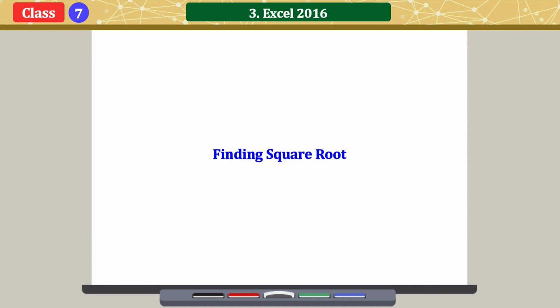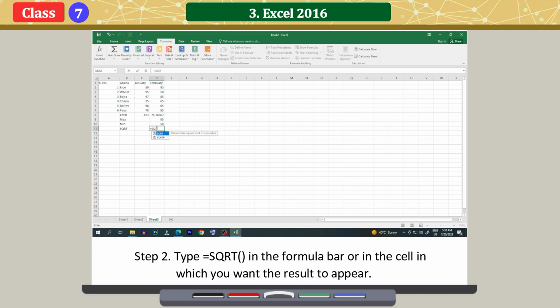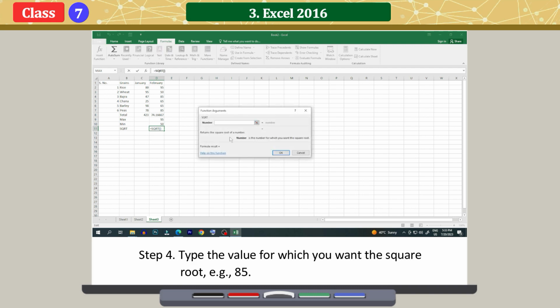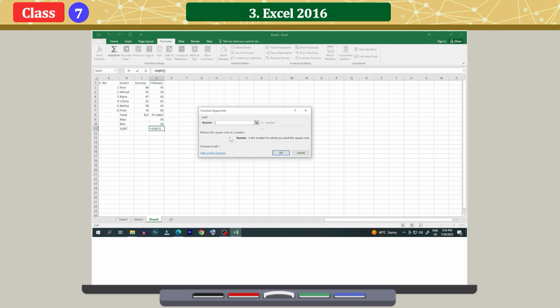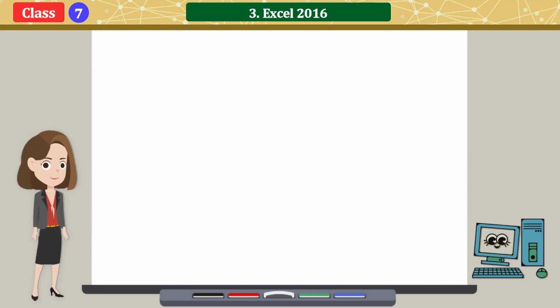Finding square root. Click in the cell in which the result has to appear. Type equal to SQRT in the formula bar or in the cell in which you want the result to appear. Click on the Insert Function button. The Function Arguments dialog box appears. Type the value for which you want the square root, example, 85. Click on OK. The square root appears in the cell. Formula bar displays the formula of square root.